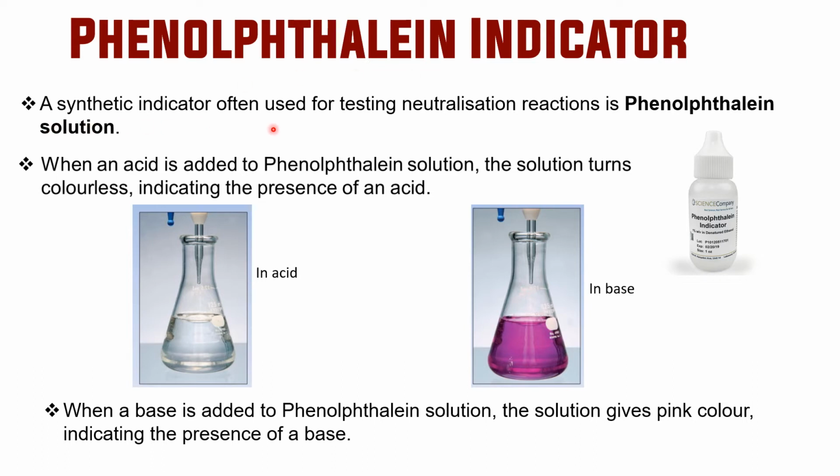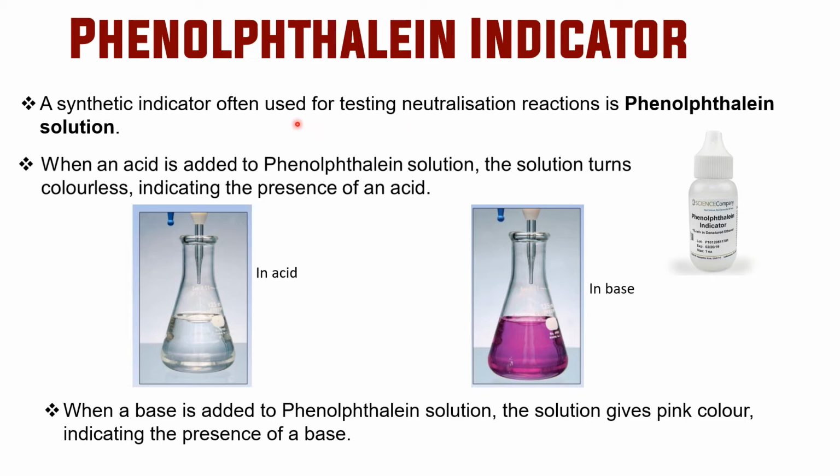A synthetic indicator often used for testing neutralization reactions is phenolphthalein solution. This indicator is available as a solution in a bottle. You can see here the bottle is a solution, a liquid type. This indicator is usually used for testing neutralization reactions, and what a neutralization reaction is, we will study later.